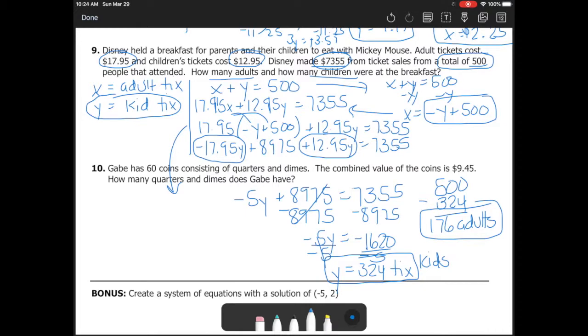The decimal ones get a little ugly. They're not really pretty to solve. Just be super careful with your decimals as you're manipulating your equations and multiplying and all that kind of stuff.